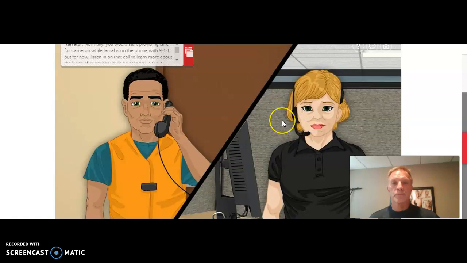Normally, you would start providing care for Cameron while Jamal is on the phone with 911. But for now, listen in on that call to learn more about the kinds of questions you'd be asked by a 911 operator. "This is 911. Where is your emergency?" "232 Wilson Avenue. I'm at the construction site right across the street from Greens Galore Supermarket."